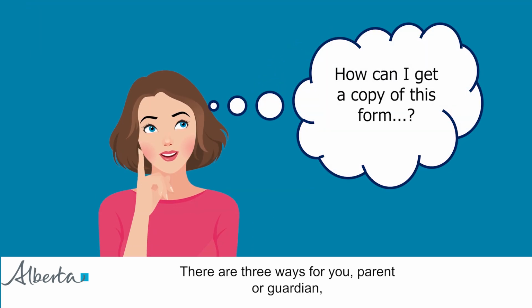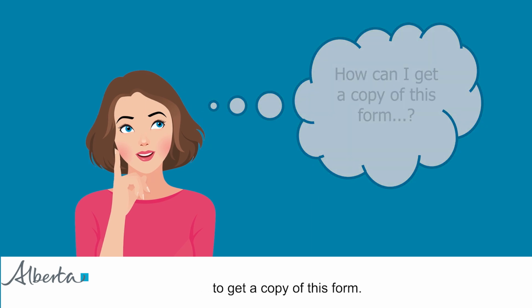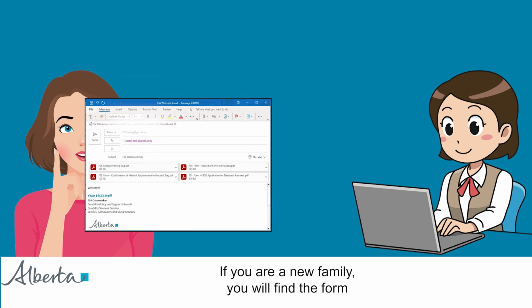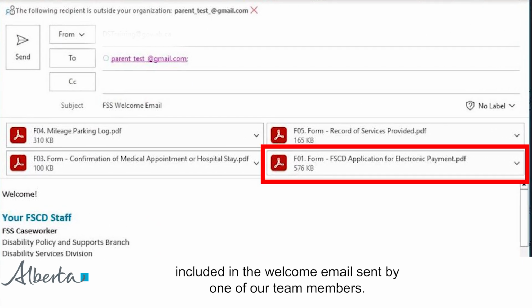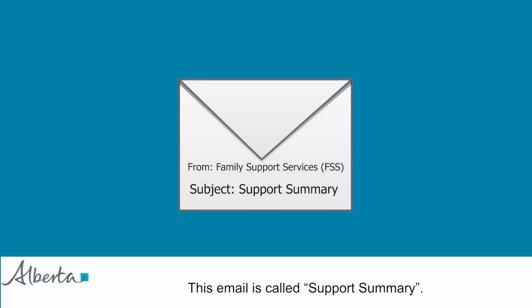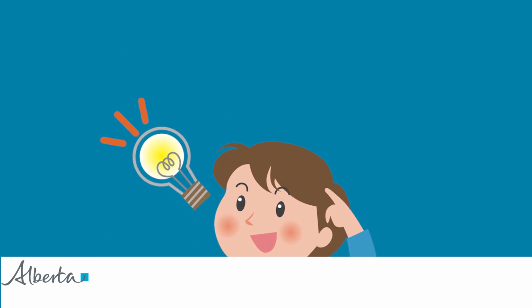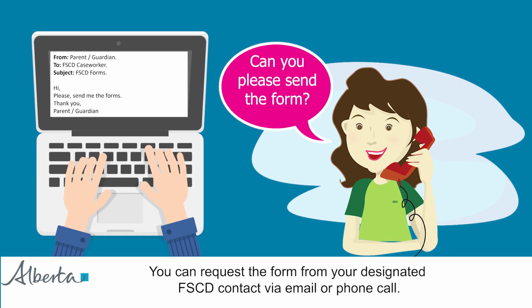There are 3 ways for you, parent or guardian, to get a copy of this form. In your welcome email. If you are a new family, you will find the form included in the welcome email sent by one of our team members. This email is called Support Summary. From FSCD staff, you can request the form from your designated FSCD contact via email or phone call.